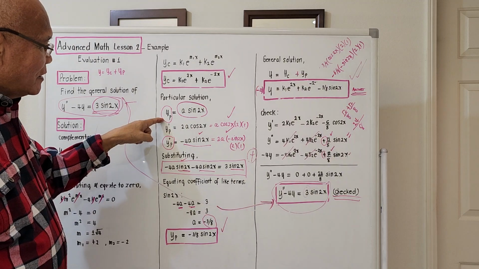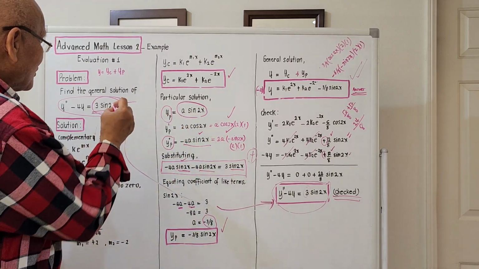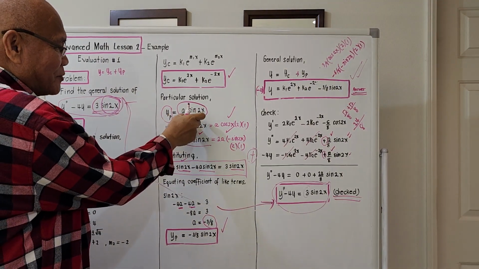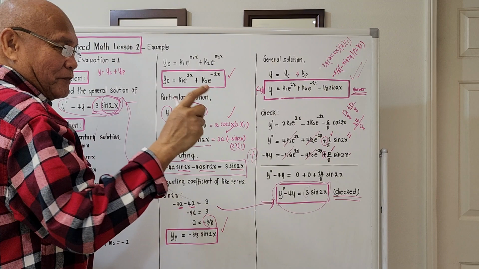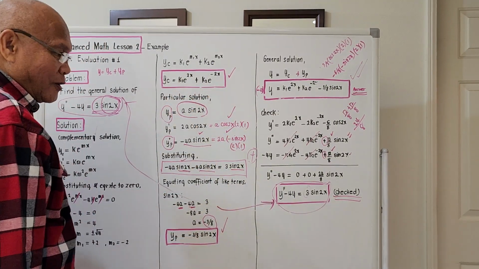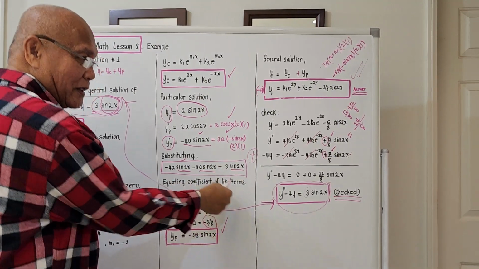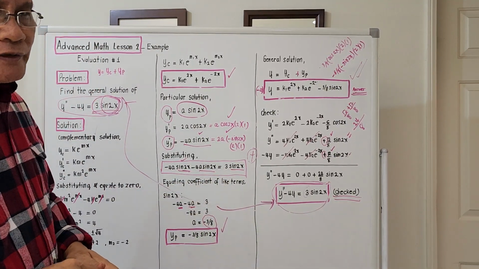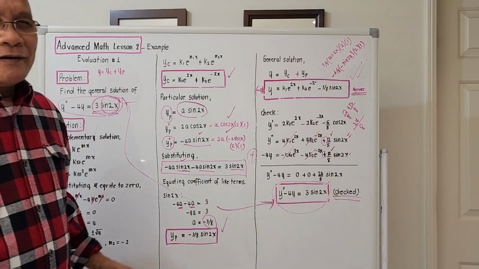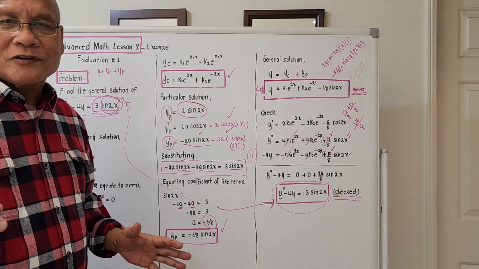Y particular is an unknown constant A sine of 2x. I just follow this one, right? Because the answer should be in terms of sine of 2x. But for the meantime, we do not know the value of A, but we could compute the value of A by using the so-called equating coefficients of like terms. That's it, guys. That's advanced mathematics. It should always be the sum of the complementary and particular solution.